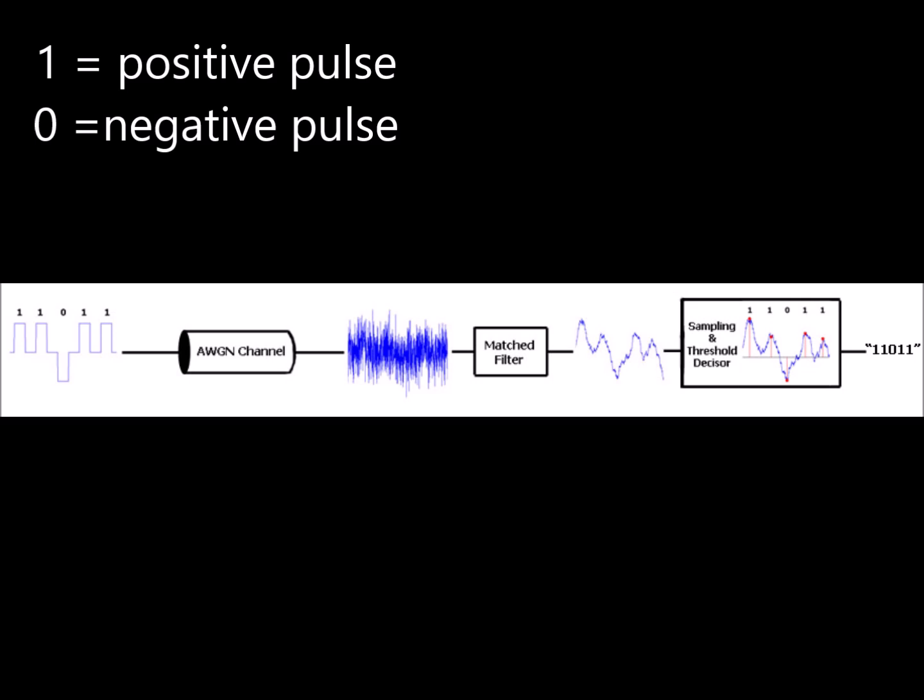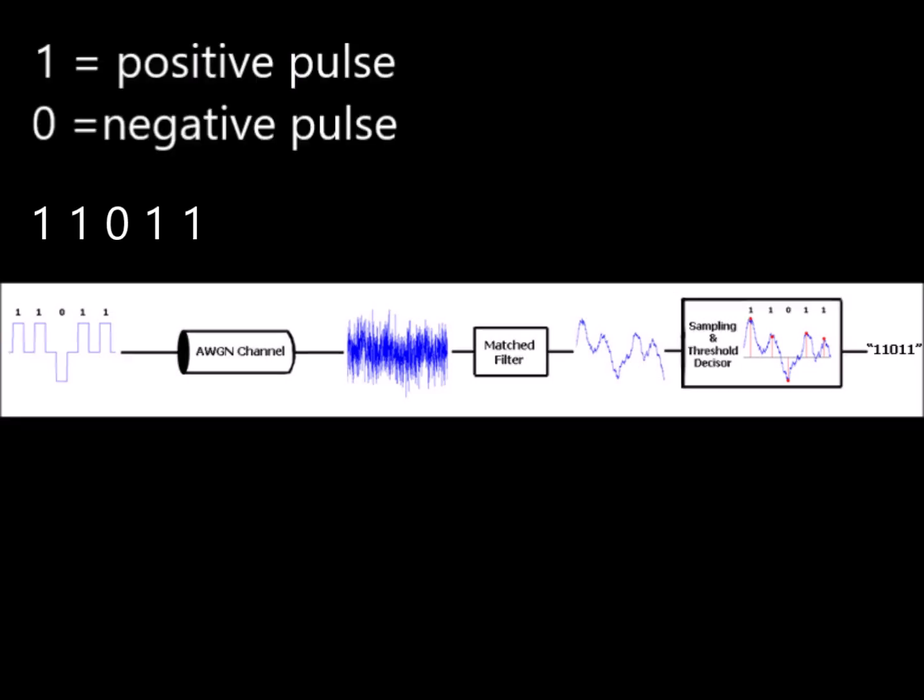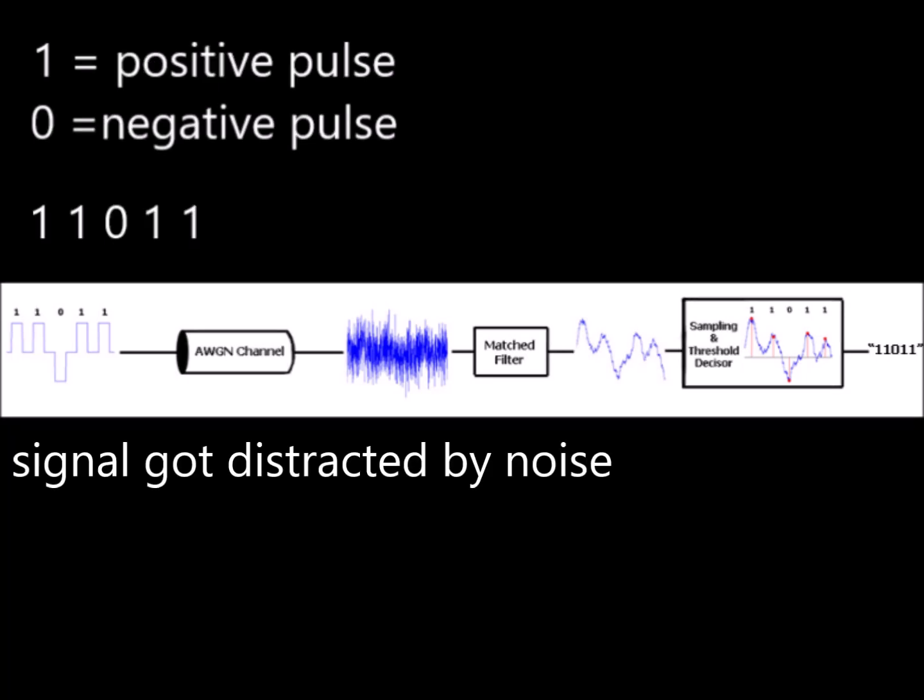Let's look at the big picture now. A sequence of binary code is being transmitted. A 1 represents a positive pulse and a 0 represents a negative pulse. We're transmitting 11011 through an AWGN channel. The signal got obviously distorted by the noise.